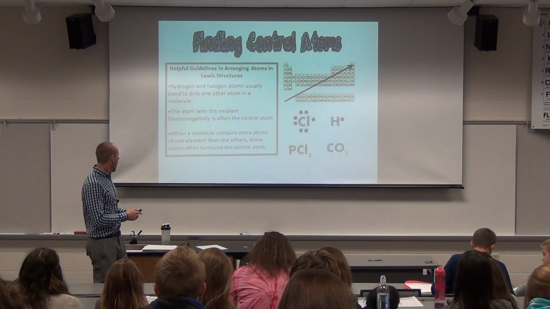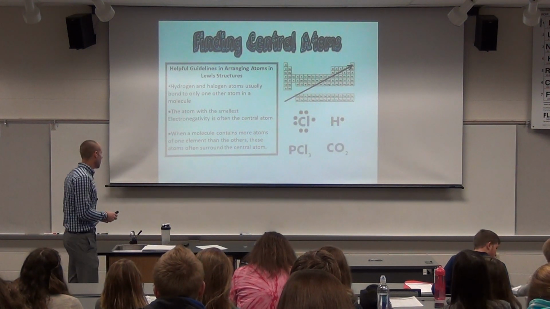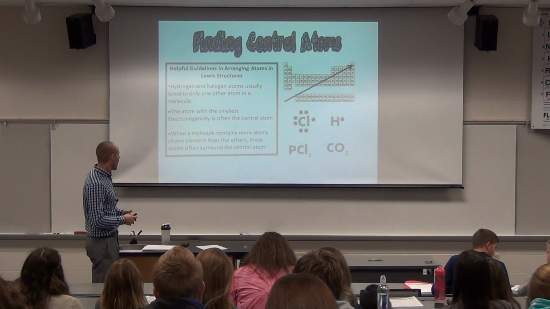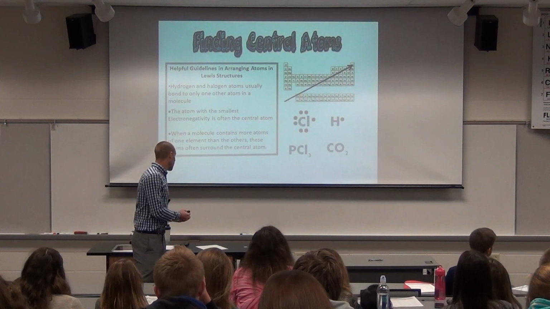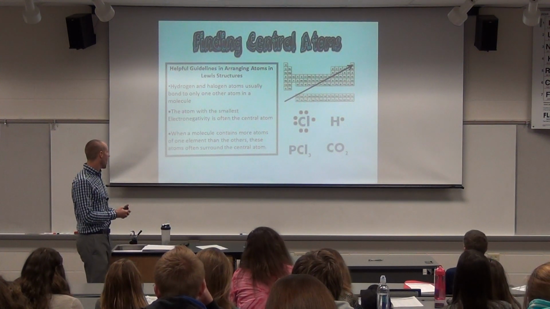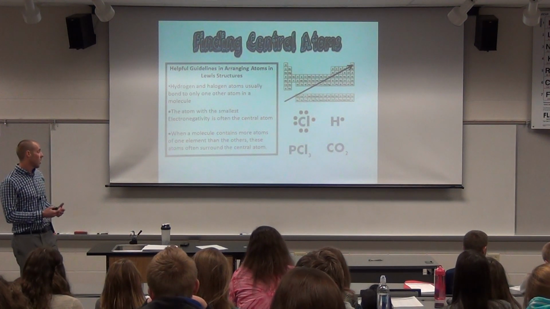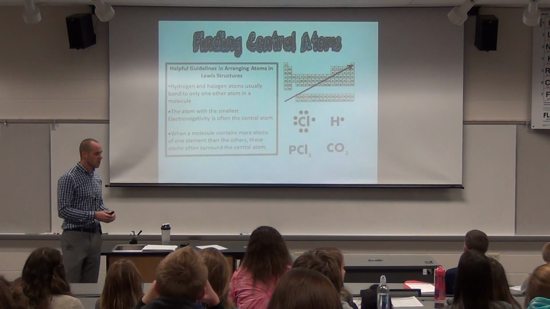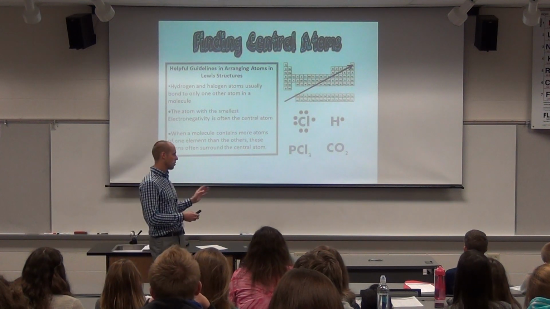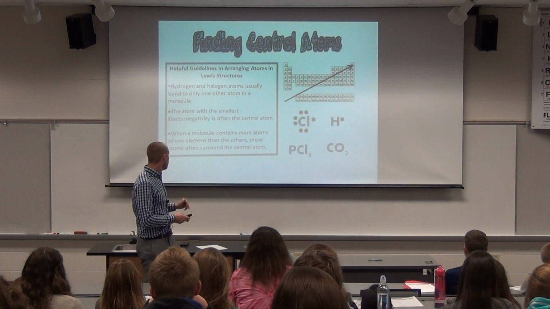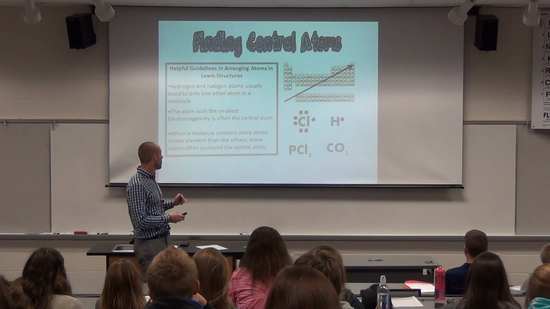Next one. The atom with the smallest electronegativity is often the central atom. And the third thing on here says when a molecule contains more atoms of one element than the others, these atoms often surround the central atom. Now it doesn't say every time, it's just often with the last one. But the second one, the atom with the smallest electronegativity is often the central atom.